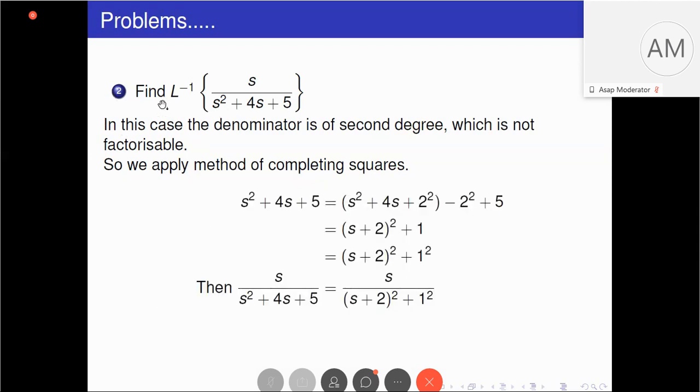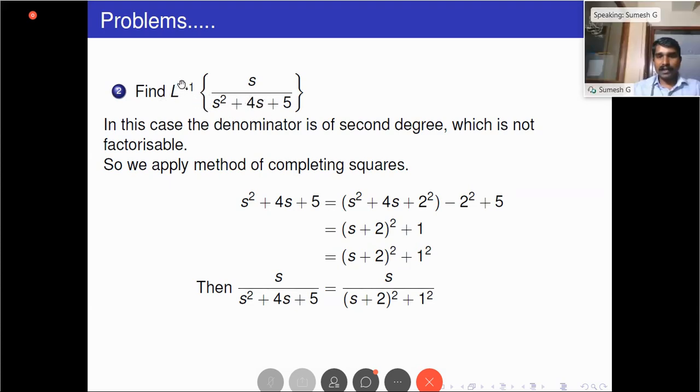Consider second question. Find inverse Laplace transform of the expression. We have to consider the denominator of the expression. In this case, denominator is s square plus 4s plus 5. It is of second degree. If the denominator is a second degree term, first check whether it can be factorizable or not. In this case, the expression is not factorizable in terms of real expressions.